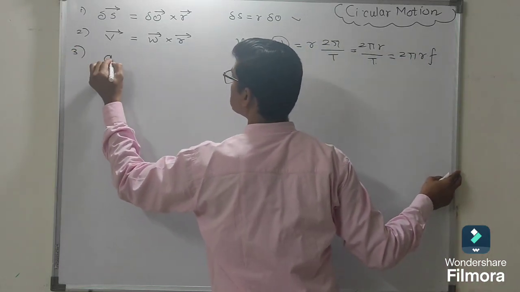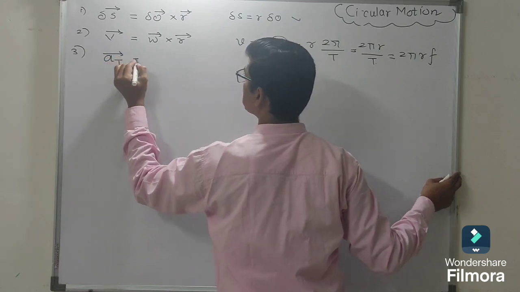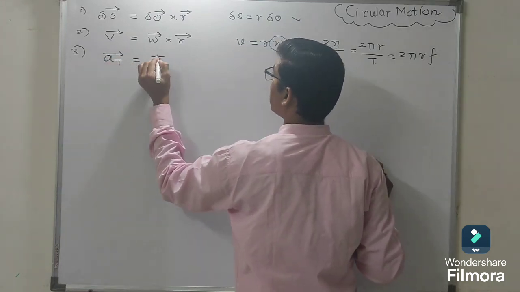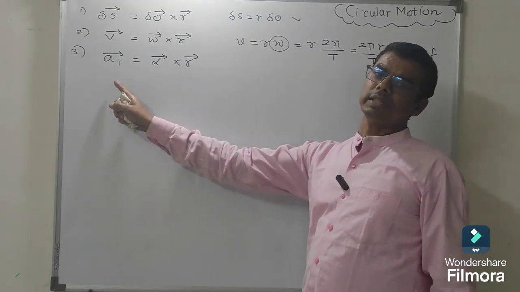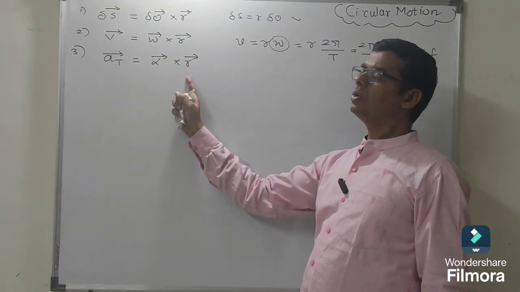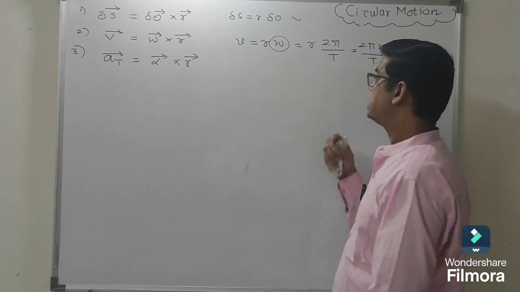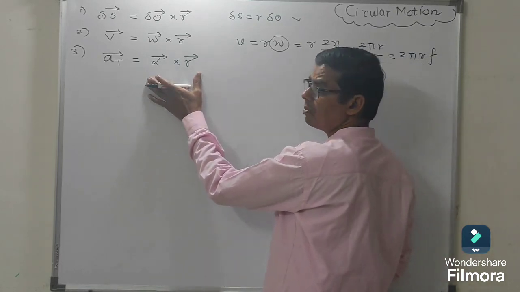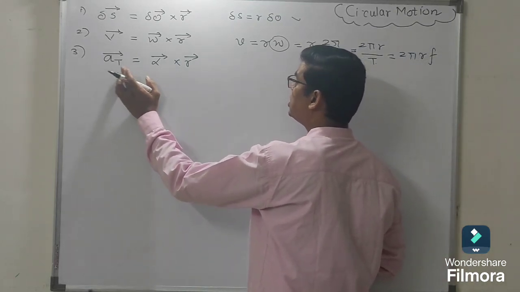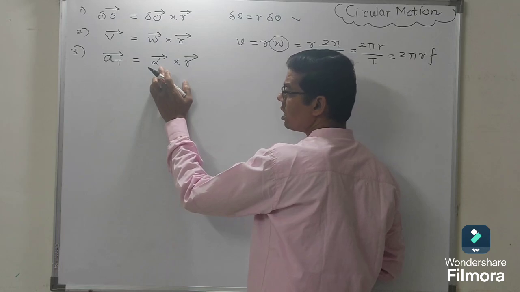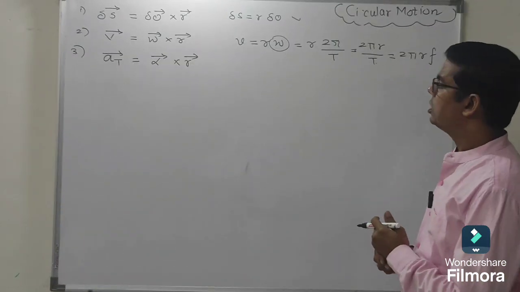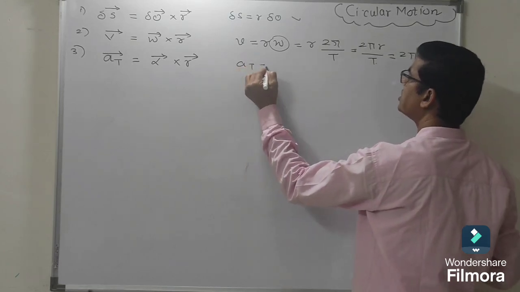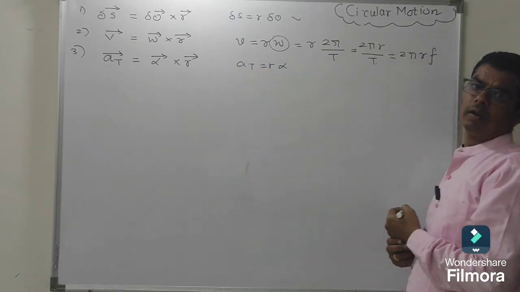Third one, linear acceleration or tangential acceleration in circular motion. It is equal to angular acceleration into radius vector. So these are the basic important things you have to remember carefully. Tangential acceleration in circular motion is alpha bar cross R bar. So these are very important formulae here. We can write tangential acceleration in scalar format as R alpha only.